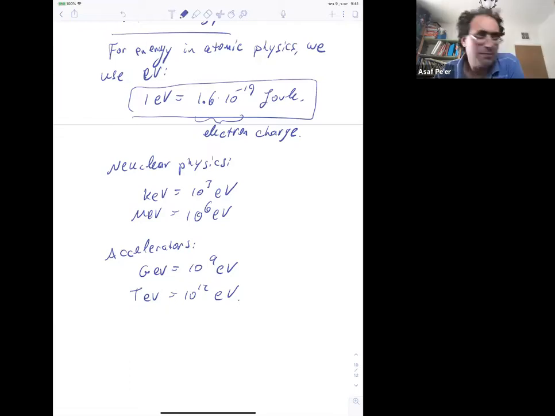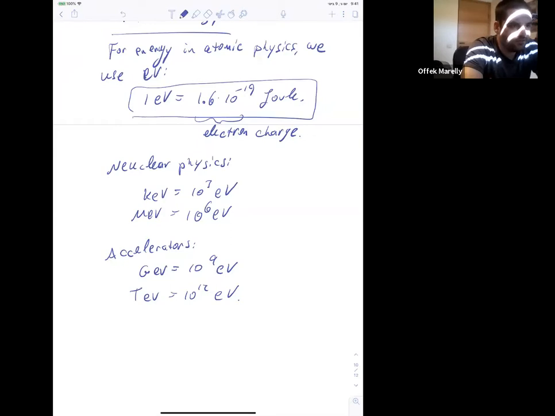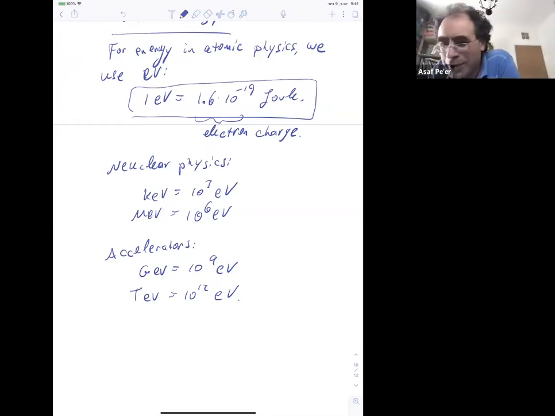10 to 15? How much? 10 to the 15. Do I hear more?